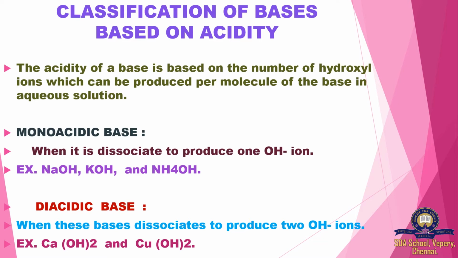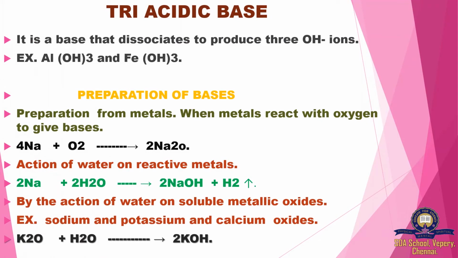Diacidic base. These bases dissociate to produce two hydroxyl ions. Examples: calcium hydroxide and copper hydroxide. Triacidic base. It is a base that dissociates to produce three OH⁻ ions. Examples: aluminum hydroxide and ferric hydroxide.